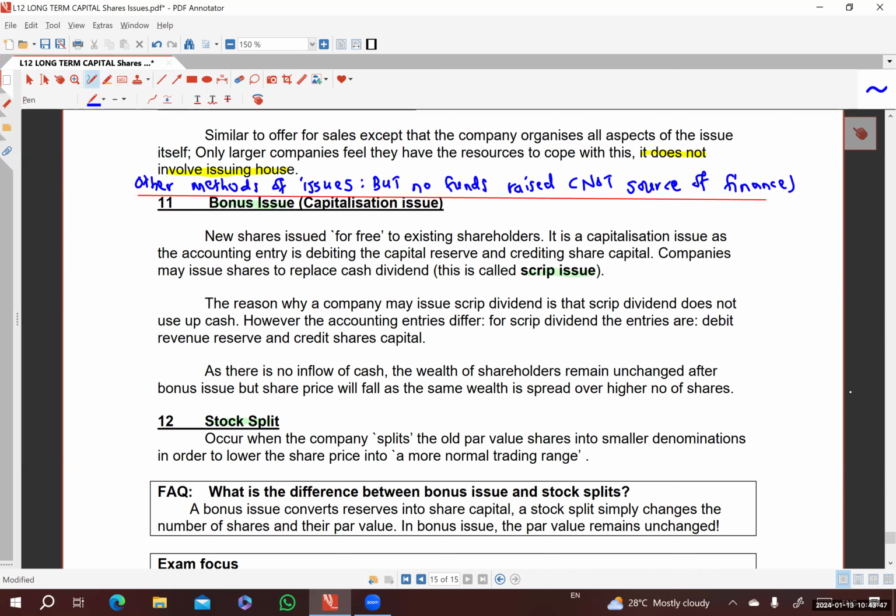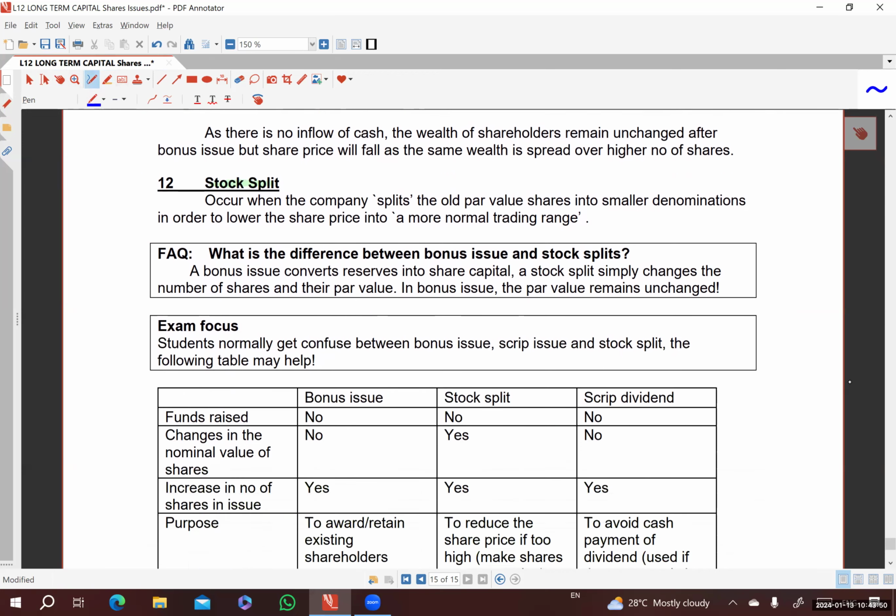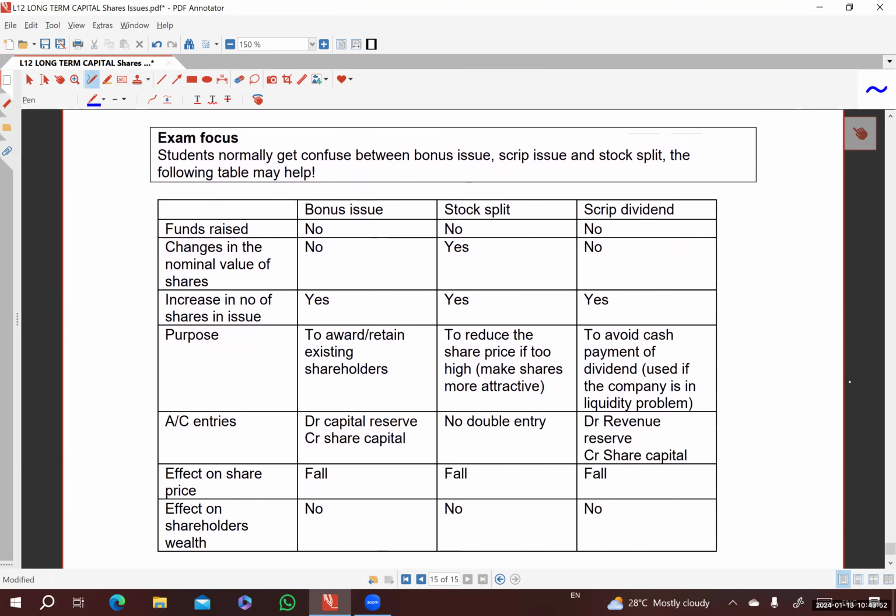Okay. You can do a bit of reading here. This table summarizes the three. Okay. So no fund is raised. See? Fund raised, no.